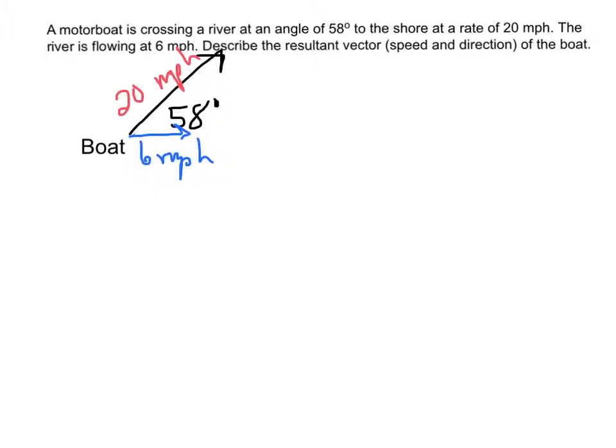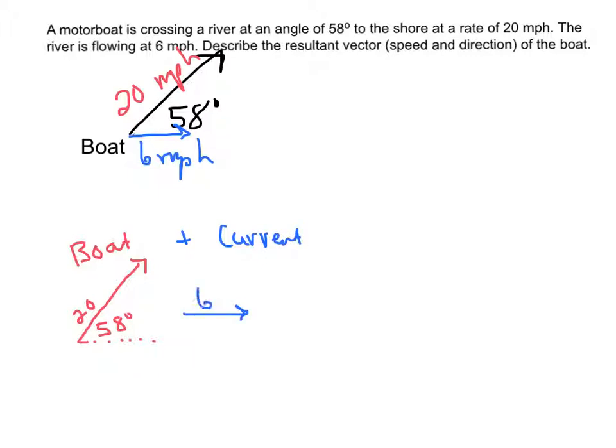This isn't really how we add the vectors together. So let's show how the vectors are added together. We have the boat vector, which is 20 miles per hour. We'll call this the boat vector. It's got a magnitude of 20 and a direction of 58 degrees. And then we have the current vector, and that is just straight across 6 miles per hour, and it's an angle of 0 degrees.